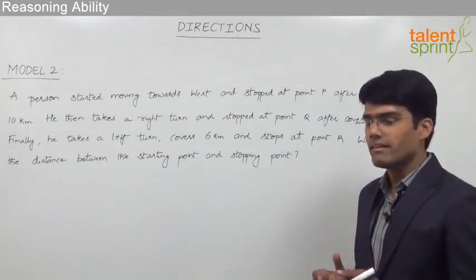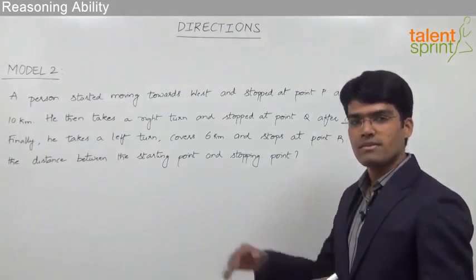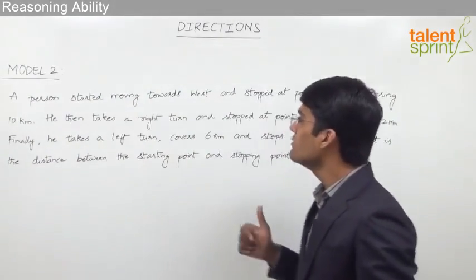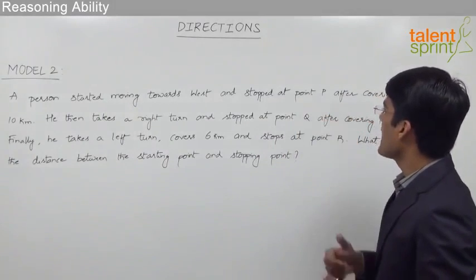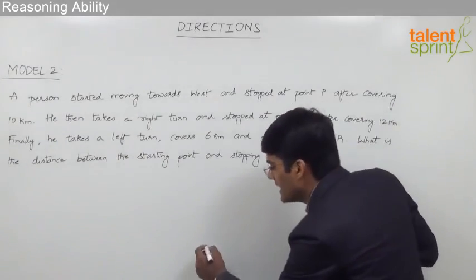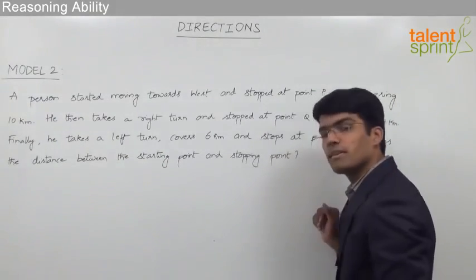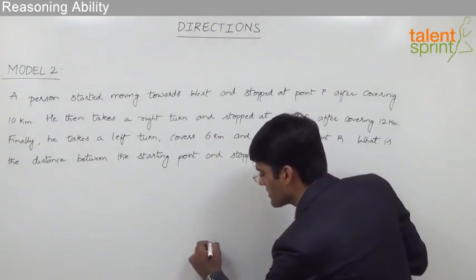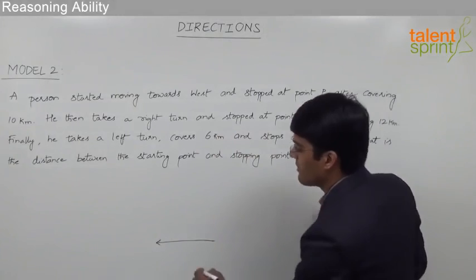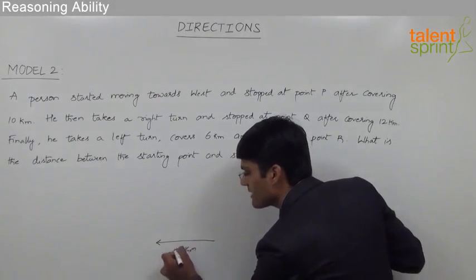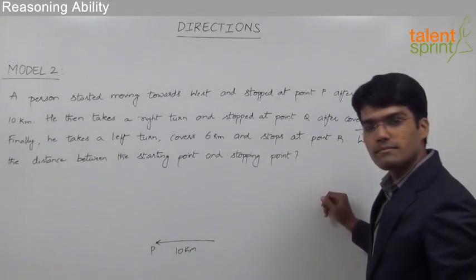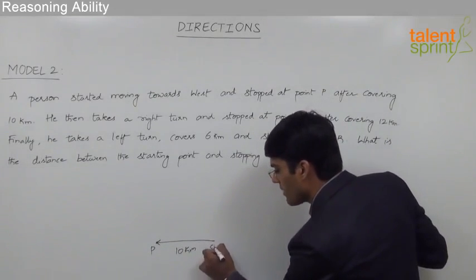So as discussed earlier, let us first trace the movement of the person as given in the question. The first statement here is a person started moving towards west and stopped at point P after covering 10 kilometers. So let us assume that this is the starting point of the person. And as given in the question, the person moved towards west and covers a distance of 10 kilometers and stops at point P. So this point can be taken as point P. And this is the starting point of the person.